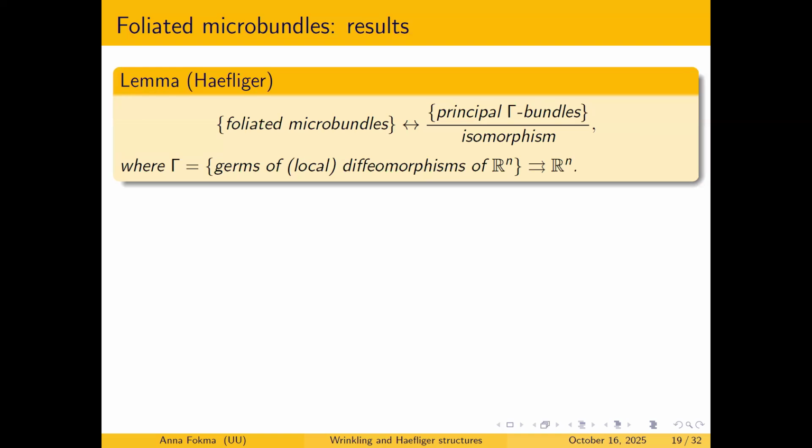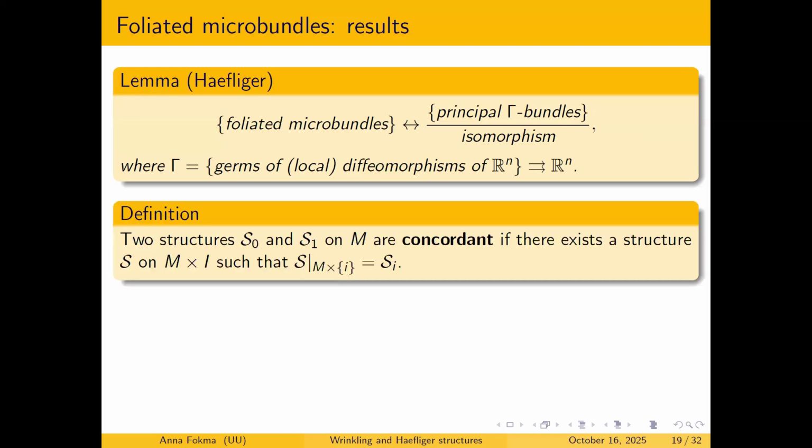So you could think that these germs allow us to glue together the local trivializations of the fiber bundle. Now for the second result, we need to know what a concordance is, which you could think of as a cobordism of geometric structures. We say that two structures, S0 and S1, are concordant if there exists a structure of the same kind on M times N, such that it restricts appropriately. Where structure could be a foliated microbundle, but also a principal groupoid bundle. It's really a general definition.